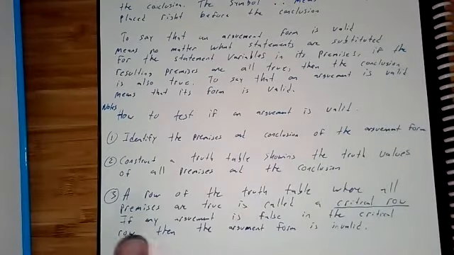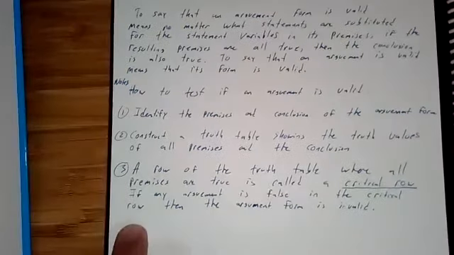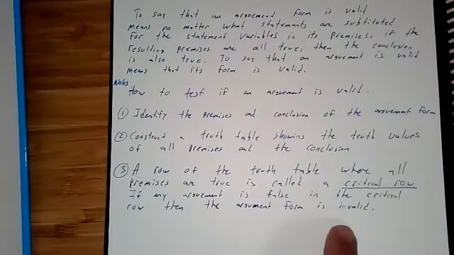Once you've done all that, number three is where you decide. A row of the truth table where all premises are true is called a critical row. So you look at the row that has the actual statements you need, your premises. Now, if the conclusion is also true in the critical row, then the argument form is valid. But if the conclusion is false in a critical row, then the form is invalid. Alrighty. And we'll do an example right now.